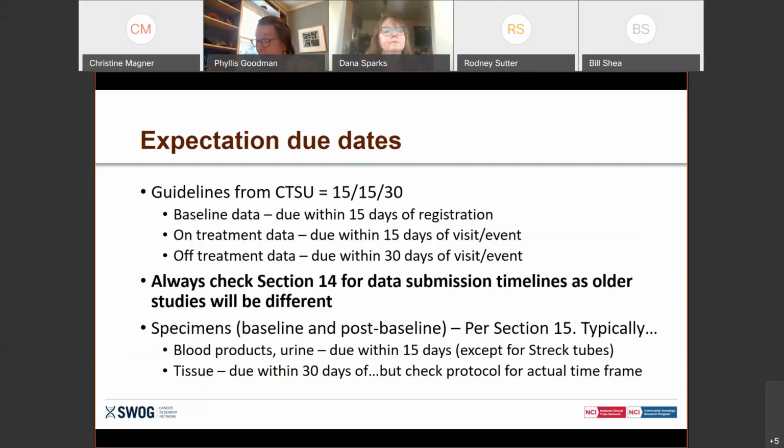And for specimens, including the baseline and the post-baseline, the timeframes are either posted in Section 15 or Section 14, but typically, blood products and urine are due within 15 days, except for the kinds of tubes such as Streck tubes that need to be shipped within 24 hours, and tissue is due within 30 days. But once again, always check the protocol.